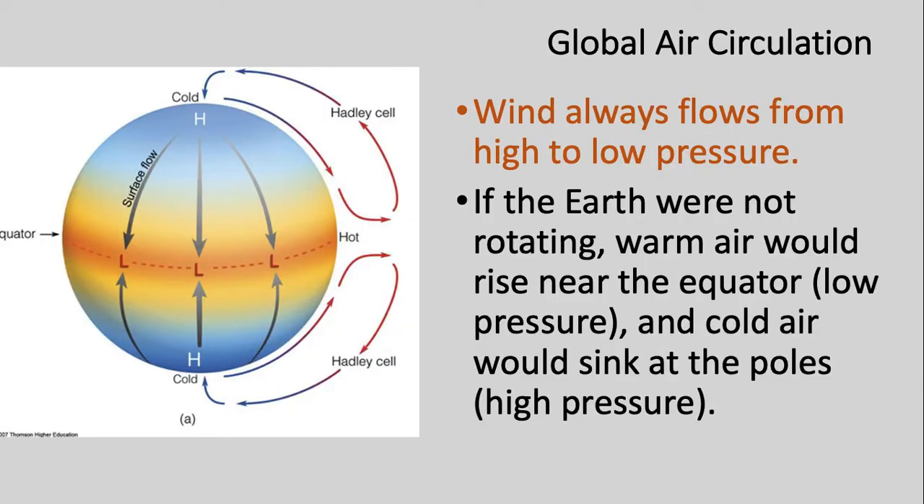Wind always flows from high to low pressure. So if the Earth were not rotating, warm air would rise near the equator, where there's low pressure, and cold air would sink at the poles, where there is high pressure. So the most solar radiation is hitting the Earth at the equator. The least solar radiation is hitting the Earth at the poles. That makes air warmer at the equator, so it rises. That's low pressure. And it makes high pressure at the poles, where air is colder and sinking. And if the Earth weren't spinning, there would just be this cycle that you see in the diagram.